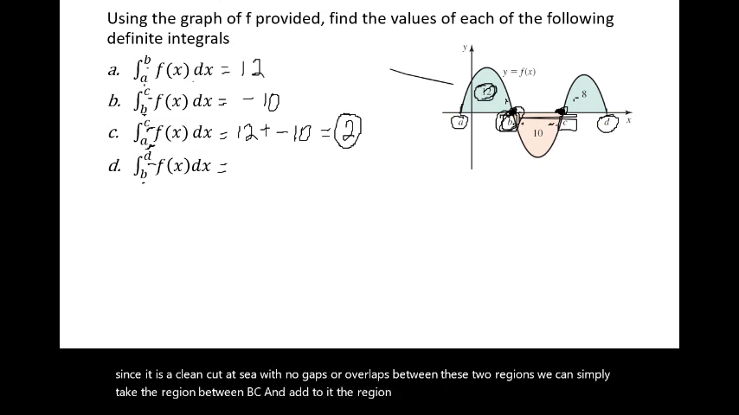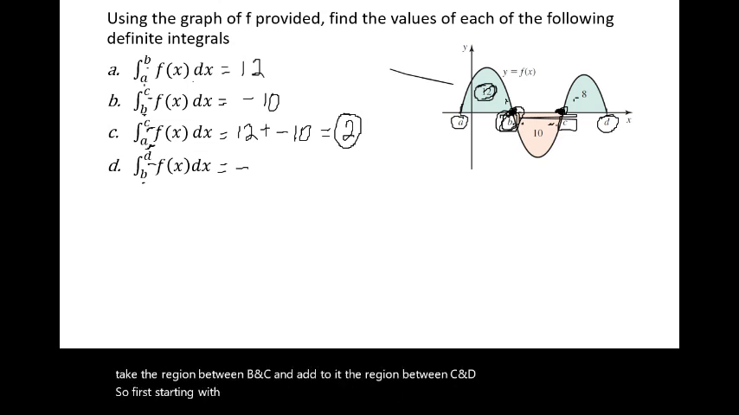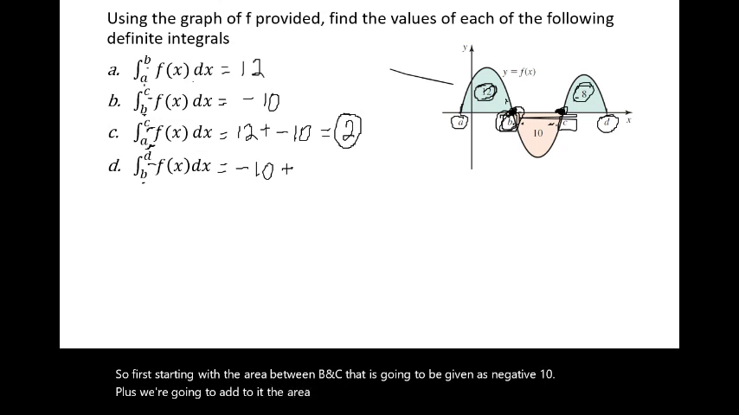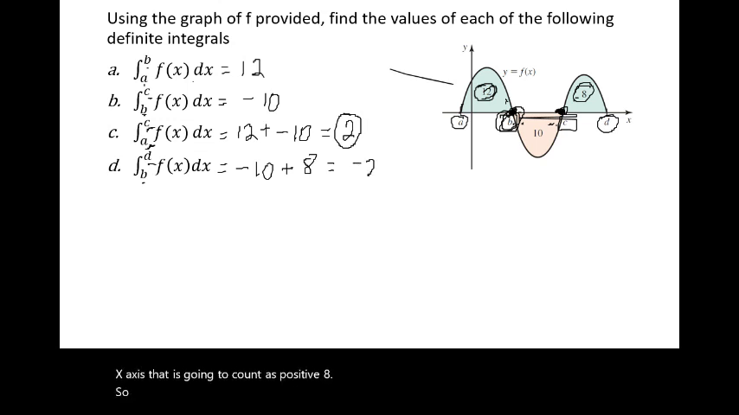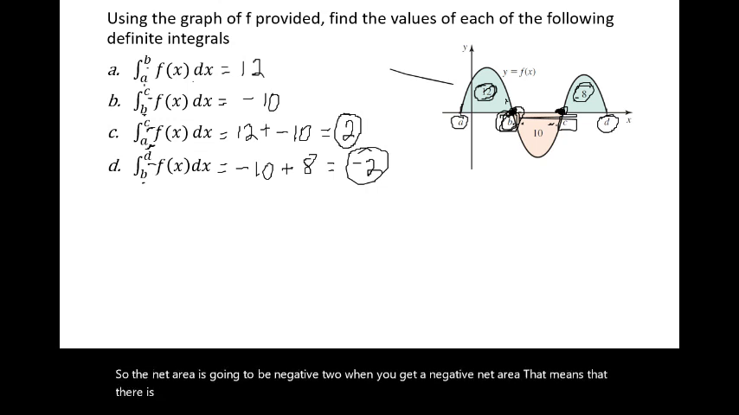First, the area between b and c is given as negative 10. Plus, we add to it the area between c and d, which is given as 8, and since it is above the x-axis, that counts as a positive 8. So the net area is going to be negative 2. When you get a negative net area, that means there is more region below the x-axis than above the x-axis, and a definite integral will always give you a net area.